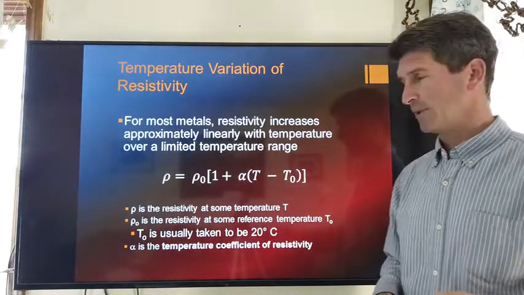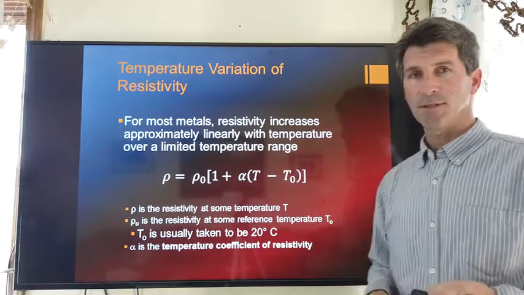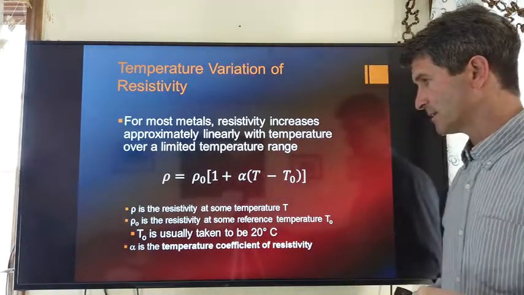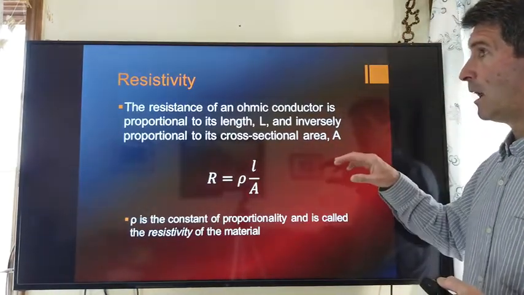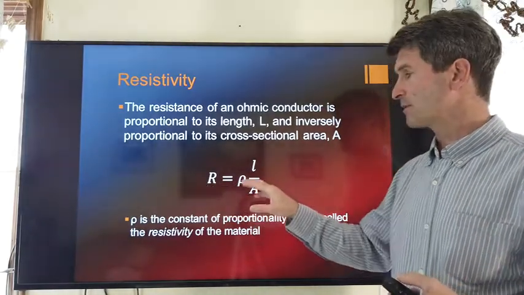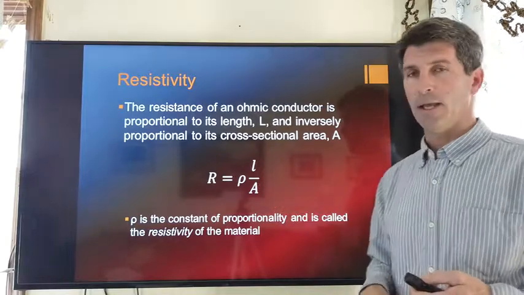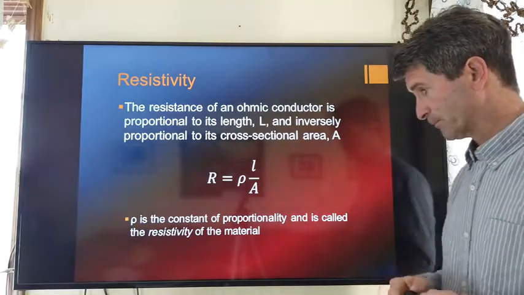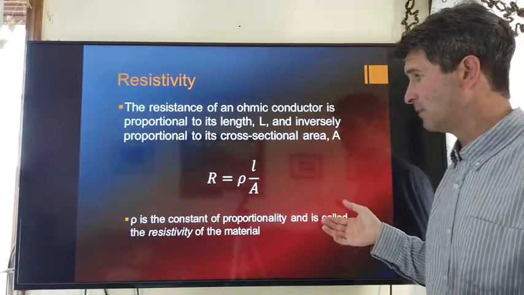So this is the equation that we use to calculate resistivity given some resistance at 20 degrees. Again, you need to look up the temperature coefficient and just know what your temperature is. Later on, we'll talk about how resistance is related to resistivity, length, and cross-sectional area of a wire. Resistance is measured in ohms.